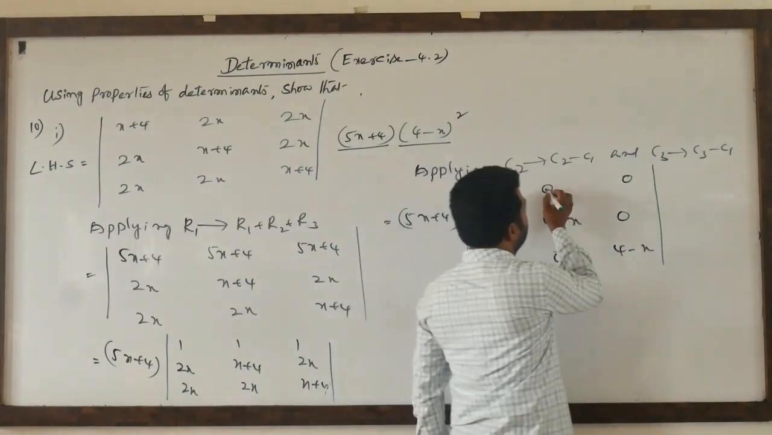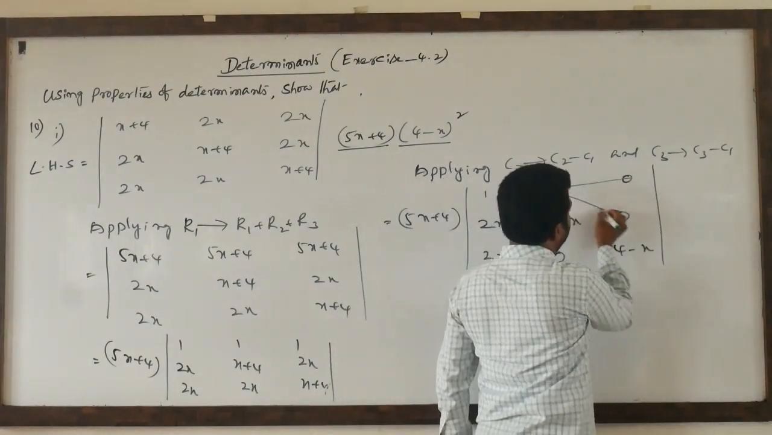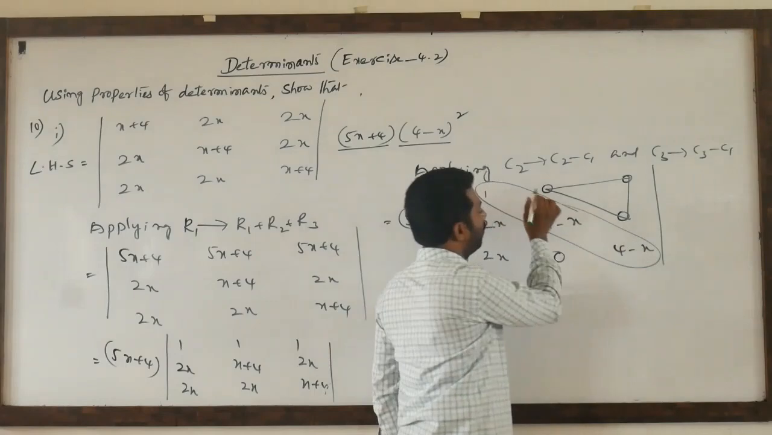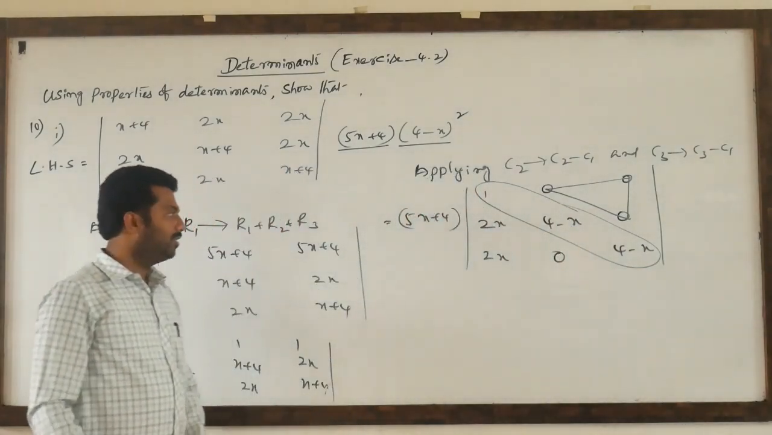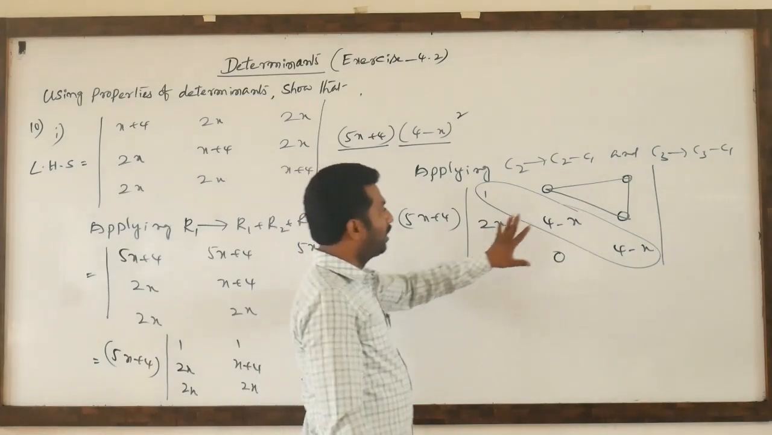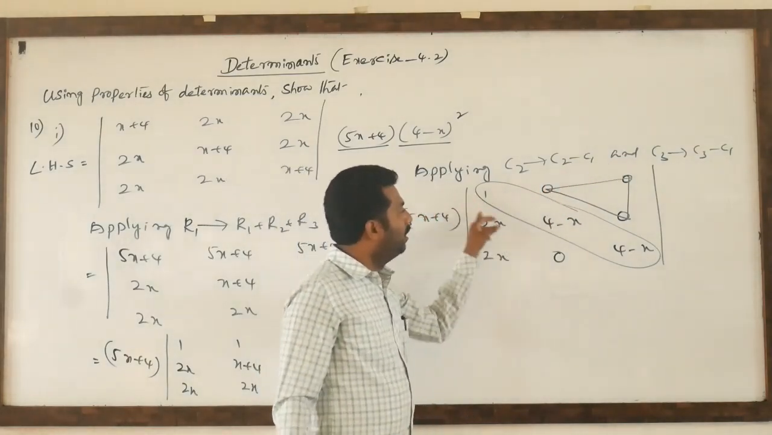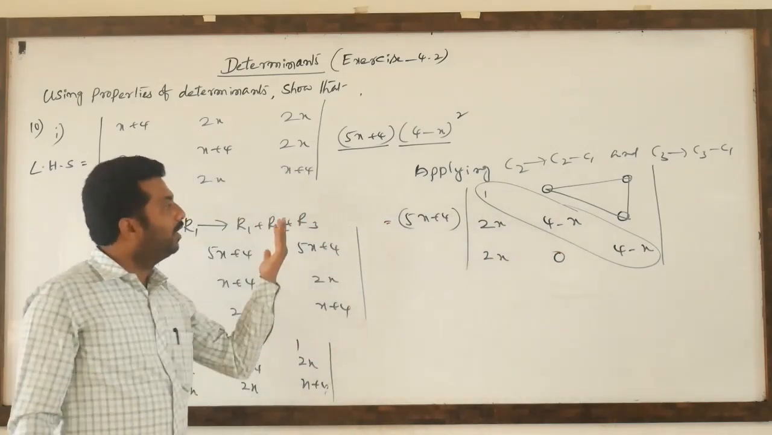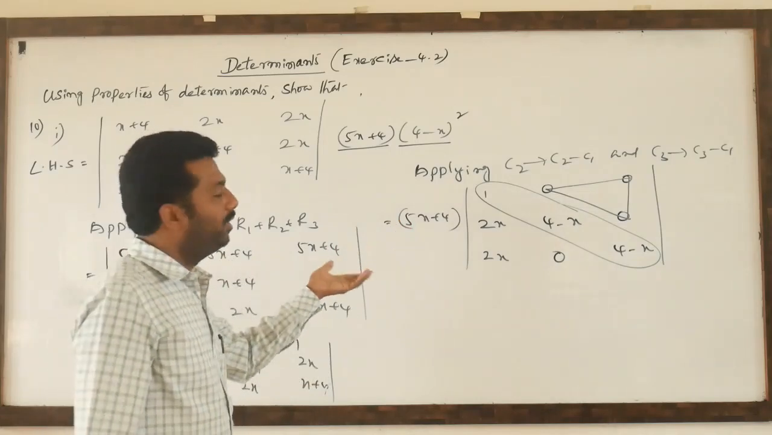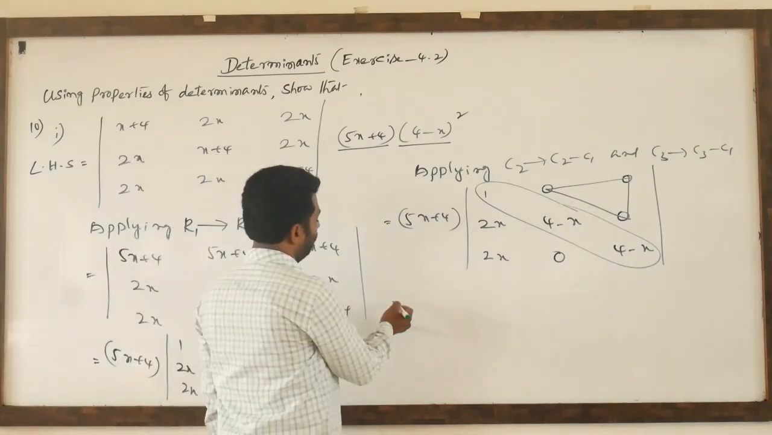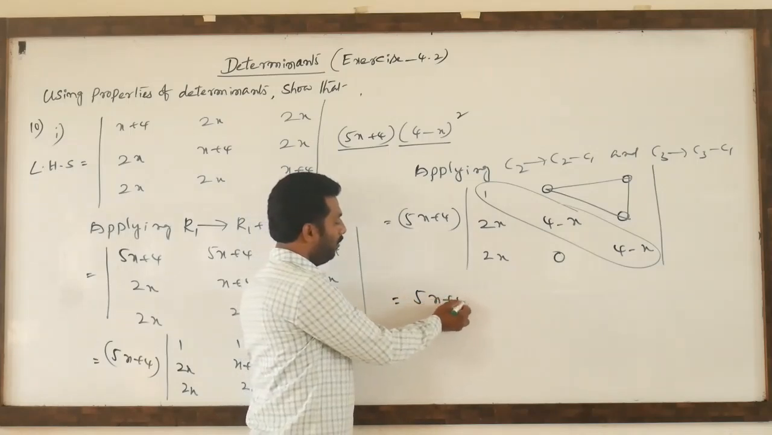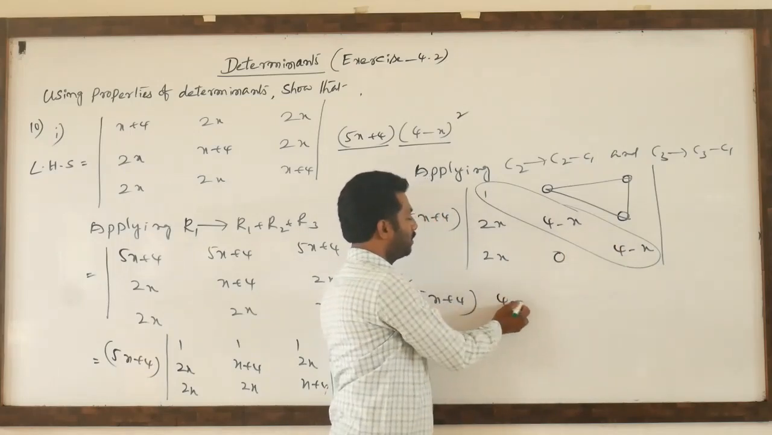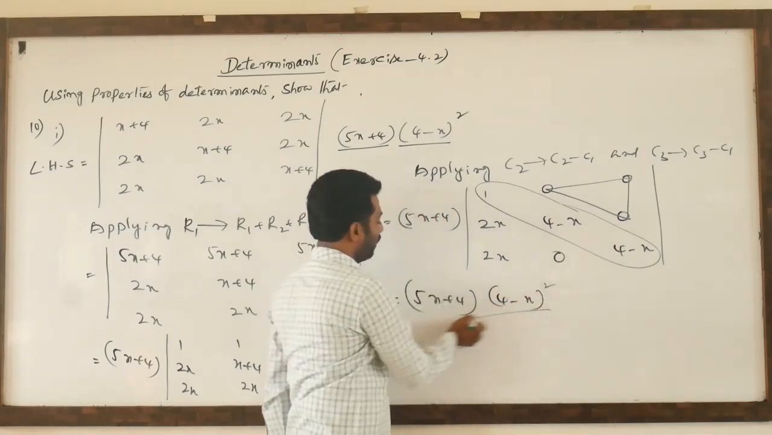Very clear, this is the lower triangular matrix determinant, so the determinant value is the product of the principal diagonal elements. Even in the examination, if you mark like that, triangle and this, automatically they will understand. So this is a lower triangular matrix, which means the value of the determinant is the product of the principal diagonal elements. So you observe, 5x plus 4 into 1 into 4 minus x into 4 minus x, nothing but 4 minus x whole square.